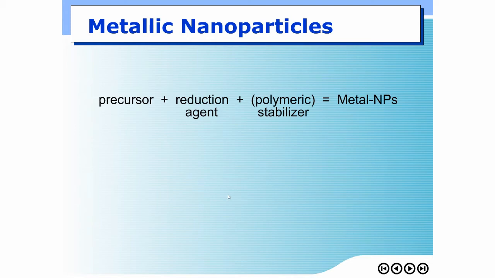So in general, for metallic nanoparticle synthesis, we need a precursor somewhere, either using chemicals or an electrochemical setup. We need a reducing agent, and we need a stabilizer. The stabilizer here is optional. If we use electrostatic stabilization, we don't need this polymeric stabilizer. Also, the stabilizer can be combined with the reducing agent as well, just as I showed you earlier.